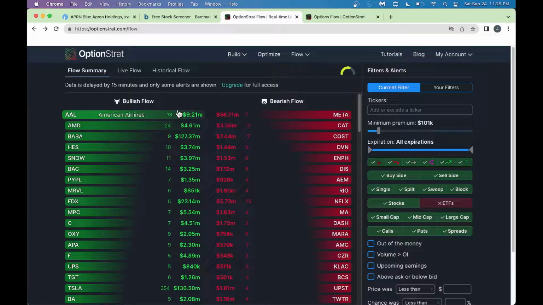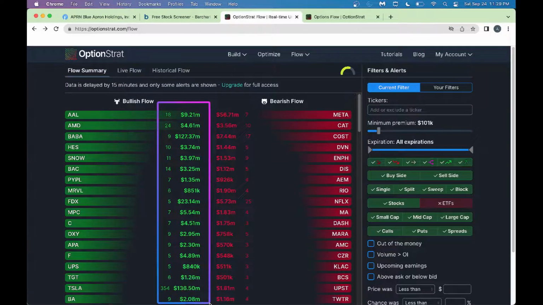As you scan through here, look, we got Alibaba here. Alibaba 9 trades and 127 million. It's a bigger premium, as you can see here. And AMD right now 24 trades and 4.61 million. I pay very close attention to the premium collected also, so that way you can make some nice trades. Look, Alibaba has got nice premium collected here. It's bullish, 127 million. As you scan through here, we got FedEx here.